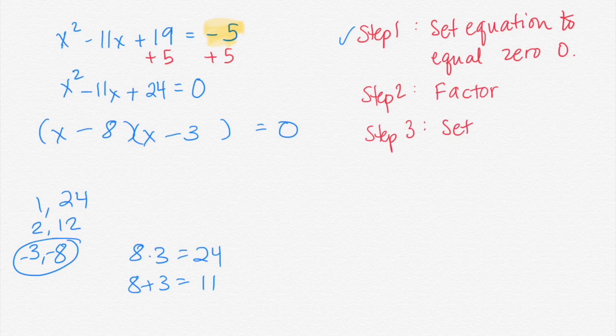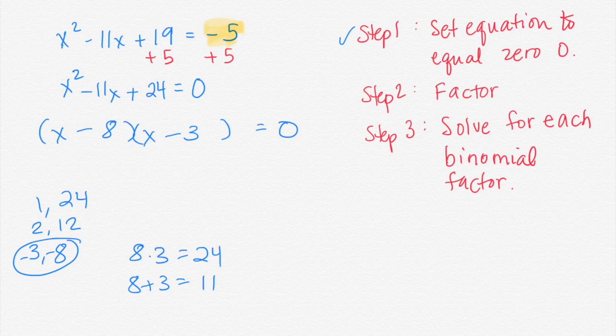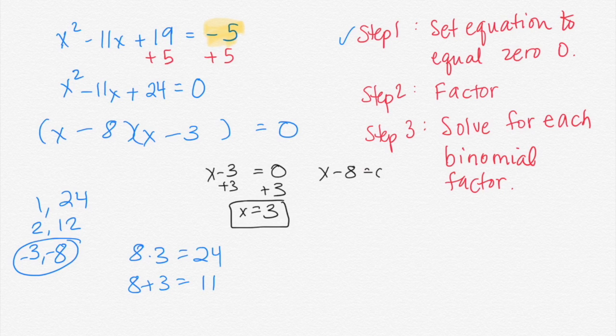So what do we do from here? Well, step 3, we're going to go ahead and solve for each binomial, for each x. So you're going to have two equations here. Very simple equations, but two. X minus 8 equals 0, and x minus 3 equals 0. You're going to solve for each one individually. That means that this quadratic equation is going to have two answers. It could either be a 3 or an 8.